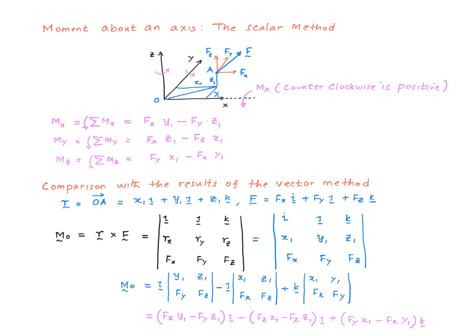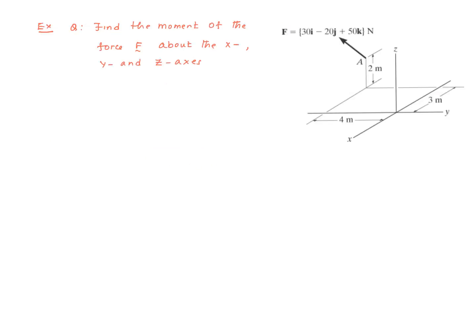So I defined my R vector to go from point O to point A, and therefore the component form of the R vector is this, and the component form of the F vector is this, and then we go back to the definition of MO and construct the 3 by 3 determinant and come up with this equation involving the 2 by 2 determinant simplified. And you can easily see that the x component of this MO vector is exactly equal to what we got here by the scalar method, and the y component is exactly same as this, and the z component is exactly same as this. Let's go ahead and do this numerical example.